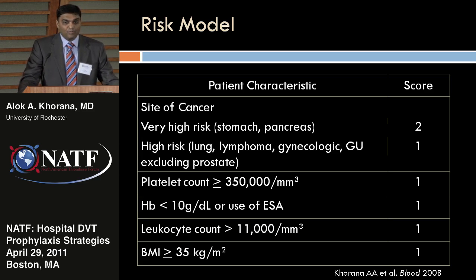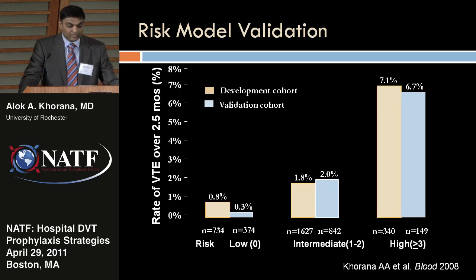And we were able to assign points to some of these variables, and then we were able to test those variables both in a development cohort and then subsequently in a validation cohort. The risk score was very successful in identifying both patients at very high risk and patients at very low risk. Again, low risk is relative. This is not low risk compared to the general population, but within the cancer population, this is relatively low risk. This is only over a 2.5-month period, but the high-risk population had a 7% rate of symptomatic VTE. The low-risk population had less than a 1% rate of symptomatic VTE.